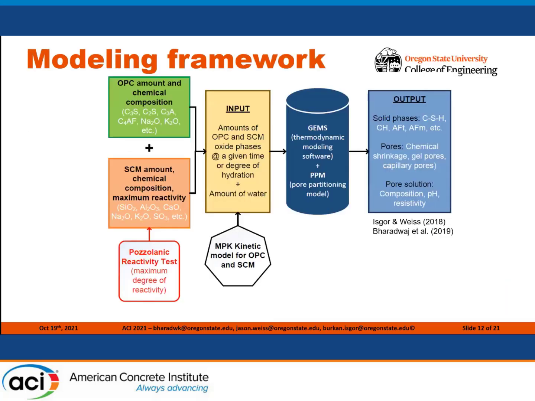So to study the impact of variability on performance, we need to predict the performance. And to predict the performance, we used a modeling framework developed at Oregon State University called the pore partitioning model. The inputs to the model are the OPC amounts and chemical compositions, the SCM amount and chemical composition, as well as the maximum degree of reactivity of the SCM measured using the Pozzolanic reactivity test. These inputs are run through a kinetic, thermodynamic, and pore partitioning model framework, and the outputs of the model are the reaction products and the volumes of pores.